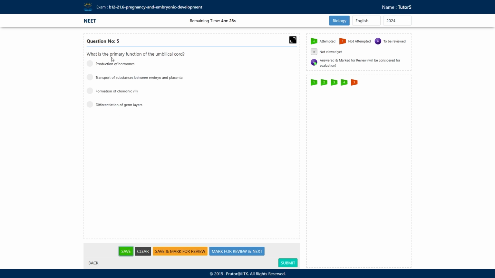The next question: what is the primary function of the umbilical cord? So what will be the answer here? The first is production of hormones, second is transport of substances between embryo and placenta, third is formation of chorionic villi, and fourth is differentiation of germ layers. The correct answer will be transport of substances between embryo and placenta.